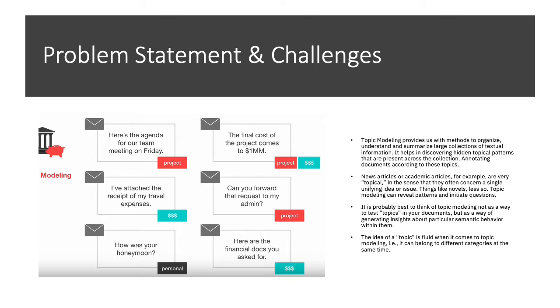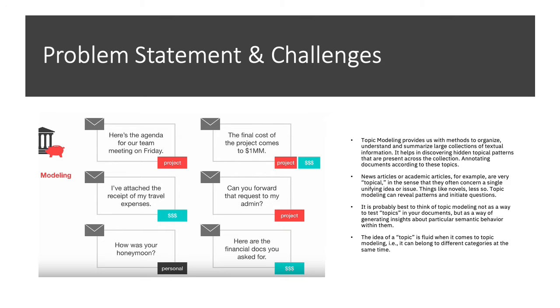Topic modeling basically provides us a method to organize, understand, and summarize a large collection of textual information. It helps us discover the hidden patterns present among the collection. For example, we can take news articles, academic articles, or emails, as shown in the picture. Topic modeling will reveal the patterns and assign topics according to the content, and it is possible that more than one topic can be associated with a single document.